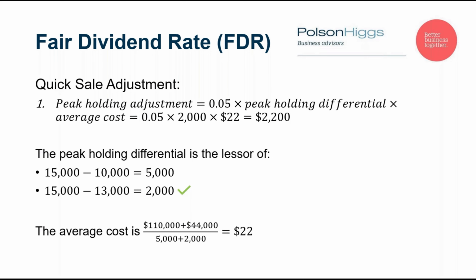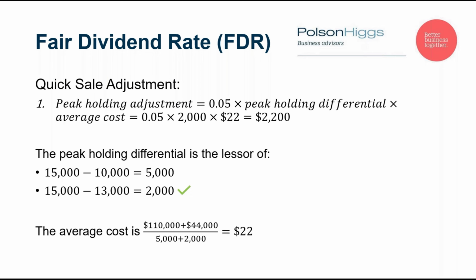So let's look at our peak holding adjustment. So what's our peak holding adjustment? Well, the maximum number of shares I had during the year were 15,000. I started the year with 10,000, so a 5,000 difference. And then I finished the year with 13,000, so a 2,000 difference. So my peak holding differential was 2,000, the smaller number.